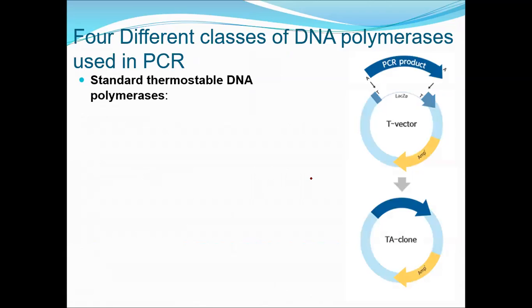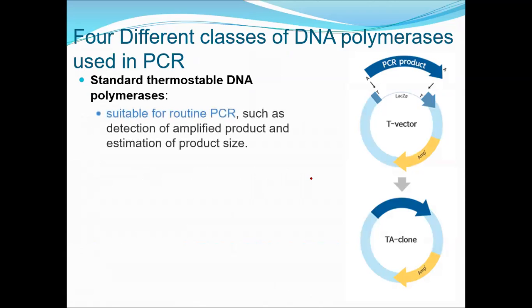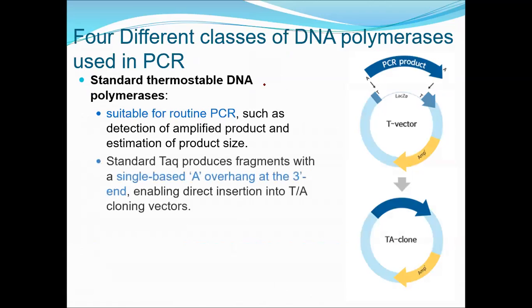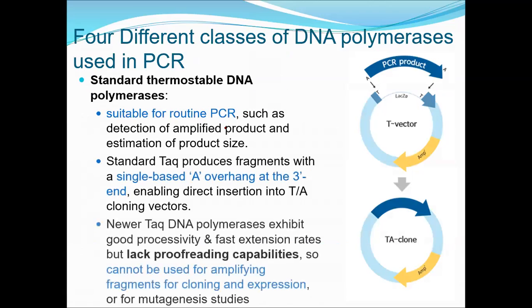So there are 4 different classes of DNA polymerases. The first one is the standard thermostable DNA polymerase, which is suitable for routine PCRs like the one you have done in your practical. So it is just for detection of the amplified product and estimation of the product size.